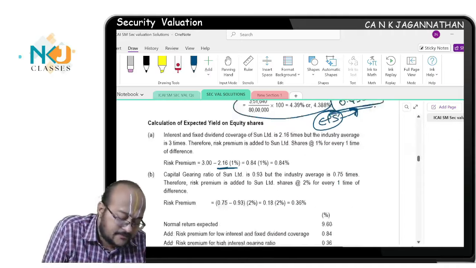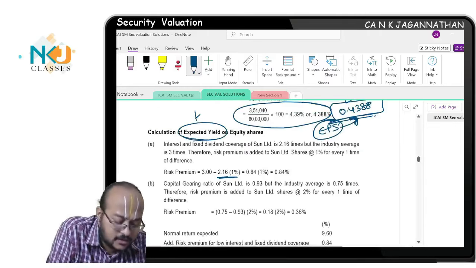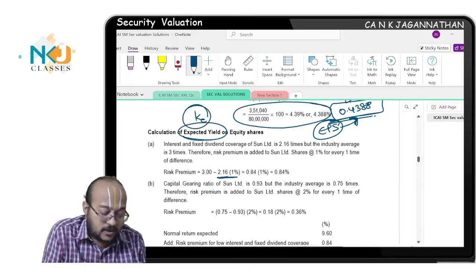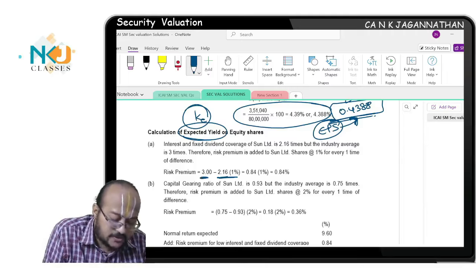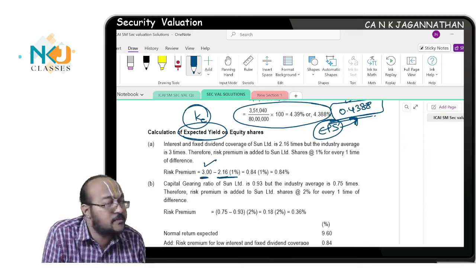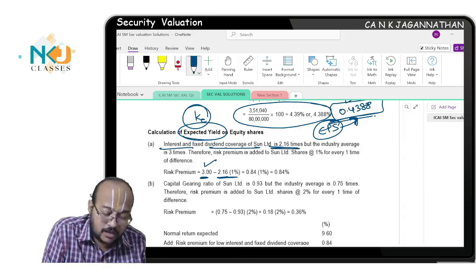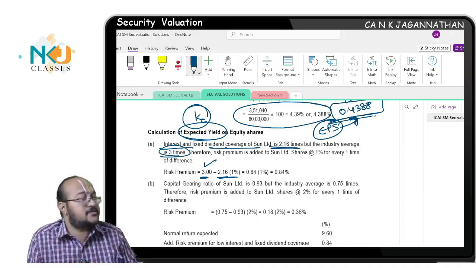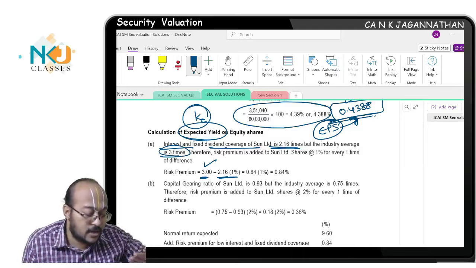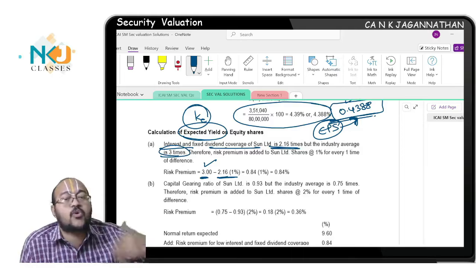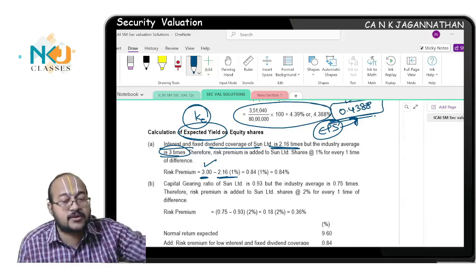You will understand. See, now for the calculation of yield on equity shares, the expected yield, you need to discount the earnings. What is the discounting rate you should consider? They are saying, very simple, risk premium 3%. First, come to the interest and fixed dividend coverage ratio. It is 2.16 times, but the industry average is 3 times, which means the sector average is 3 times. Tell me, if my coverage ratio is 2.16, is it more risky or less risky? More risky, because the higher the coverage ratio, the lesser the risk.